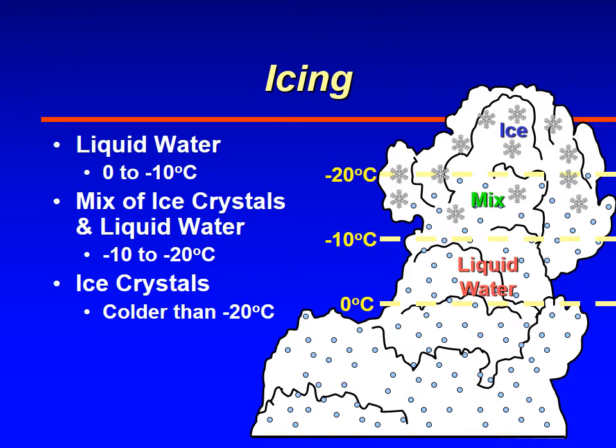If you recall from our icing discussions, we said that at temperatures colder than -20, there's a lot of ice nuclei that initiate the freezing process. But at temperatures 0 to -10, there's copious amounts of liquid water. And someplace in between -10 to -20, there's kind of a mix of liquid water and ice crystals.